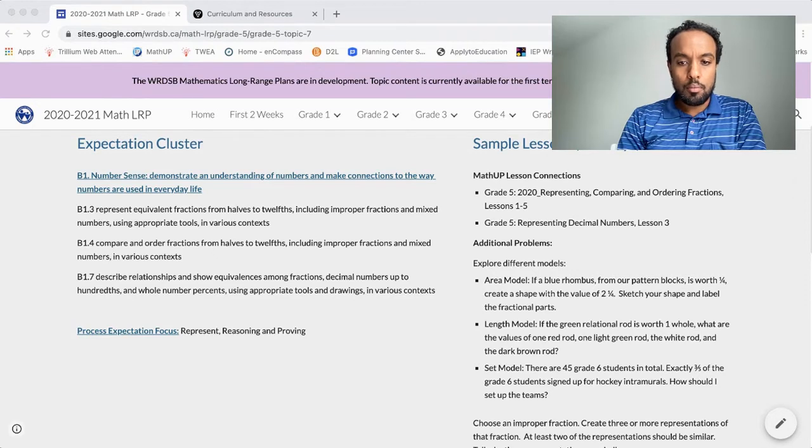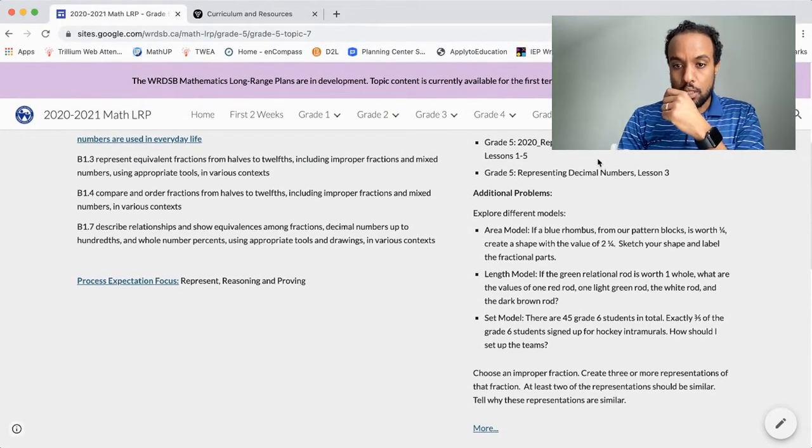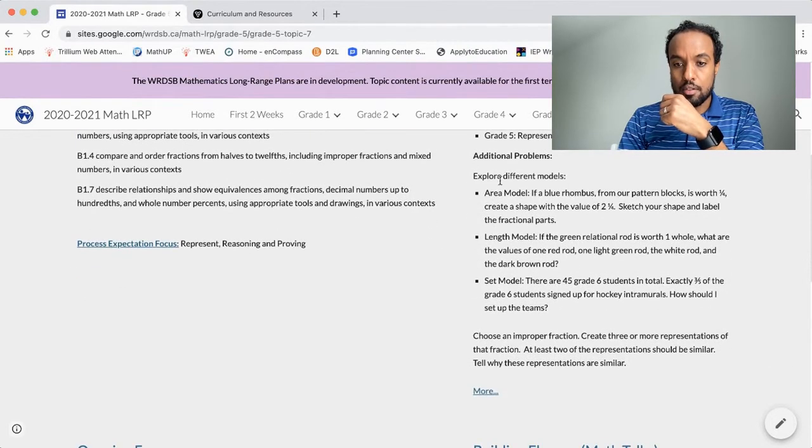Beyond the expectation cluster, the topic page provides some correlating Math Up lessons, as always, on the right-hand side there. If you scroll further down, we can find some sample problems and additional prompts you can use with your classroom directly on the site. So that's down here. We've got the correlating lessons for Math Up. We've got 3 categories of models and problems.